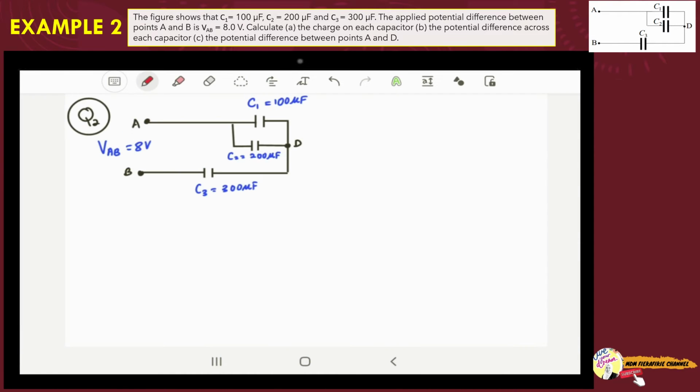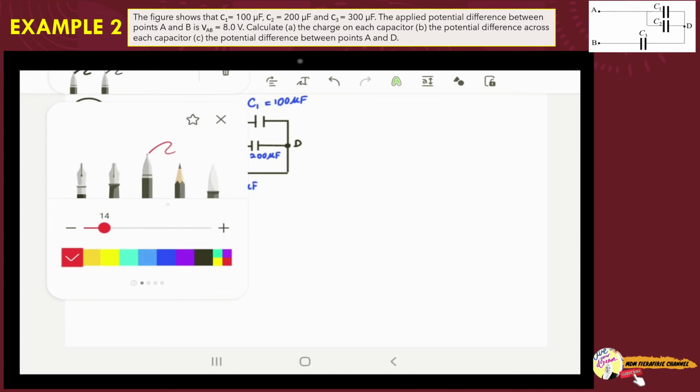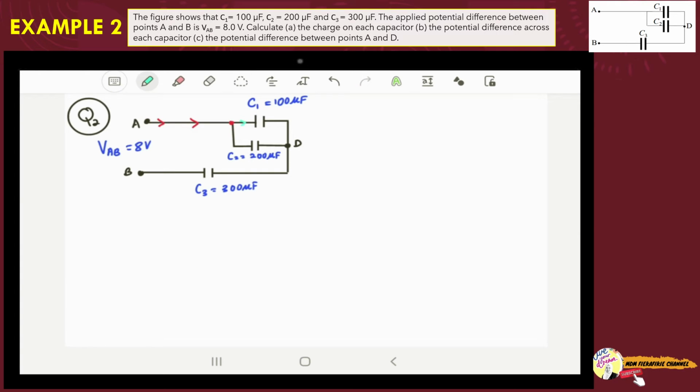Okay, so let's draw the flow of current. So here is the flow of current, and when the current reaches the junction, what happens to the current? The current will split into 2 parts. Okay, so we have the turquoise color, and then this is the purple one. Okay, means that C1 and C2 are parallel. So we can calculate here where C1 and C2 are parallel. We can write C12 is equal to C1 plus C2.